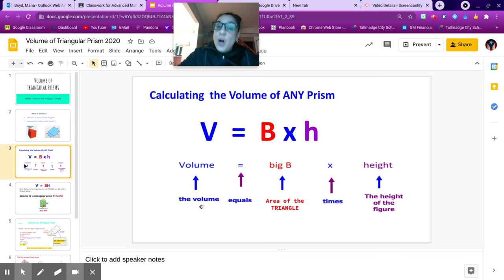Also remember that all we have to do to find the volume of any 3D figure is find the area of the base and multiply it by the height of the prism. So today, since we're talking about triangular prisms, we're going to find the area of the triangle and multiply it by the height. That is all you're going to be doing today. Find the area of the triangle, multiply it by the height of the prism.